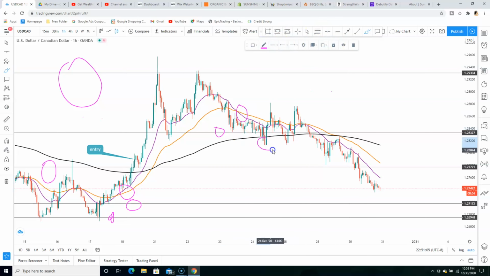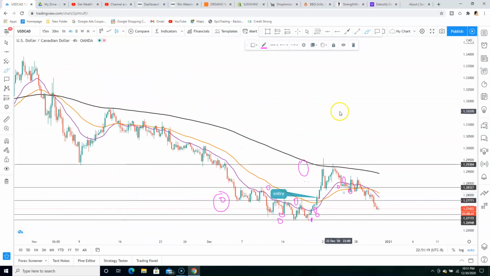It broke it right here in this zone. You could have got in when it broke it. You get in right here when it broke it. But before you get in, you go to your 4-hour time frame using the same strategy.